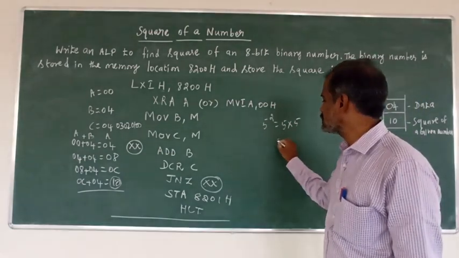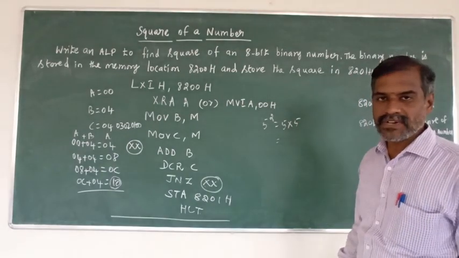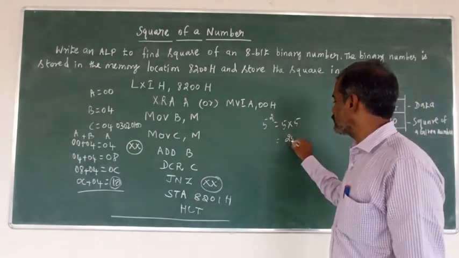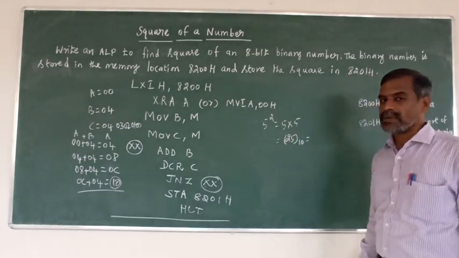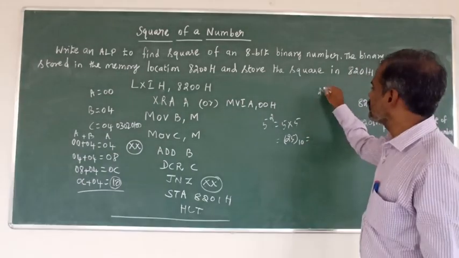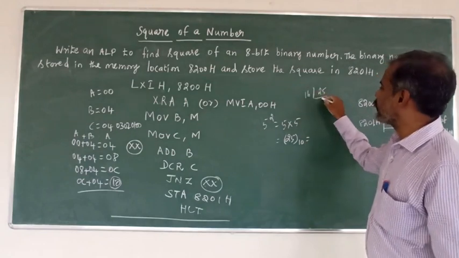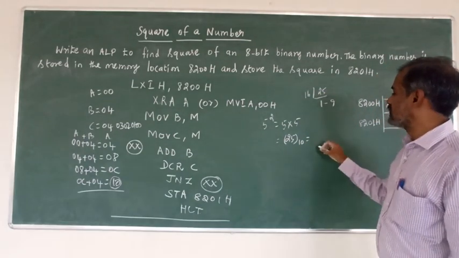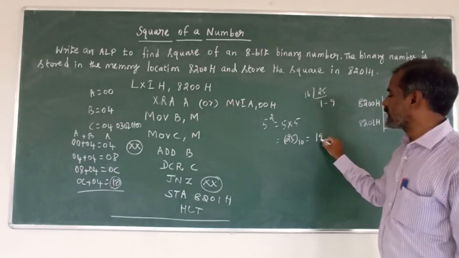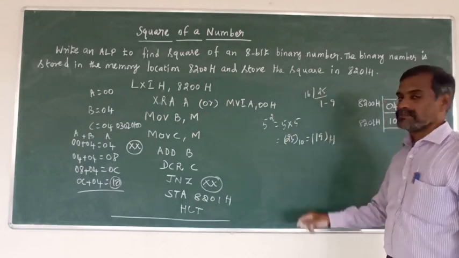Now the final result is 25 in decimal. The corresponding hexadecimal value: 25 divided by 16 is 1 time with remainder 9. Now the result is 19 in hexadecimal.